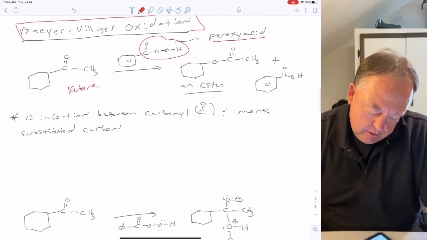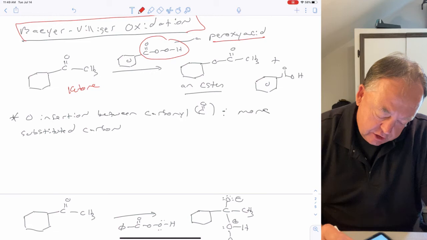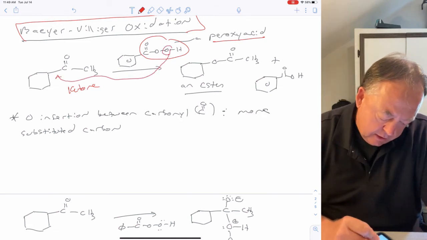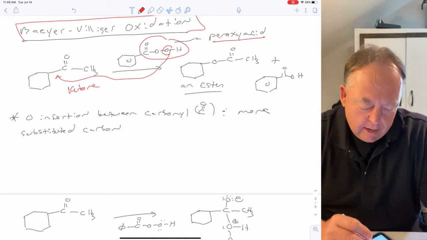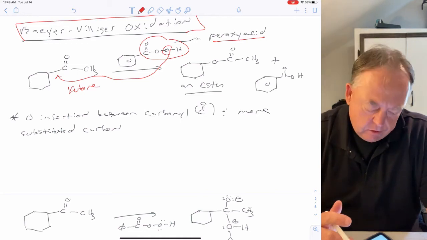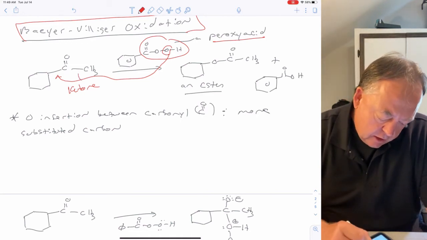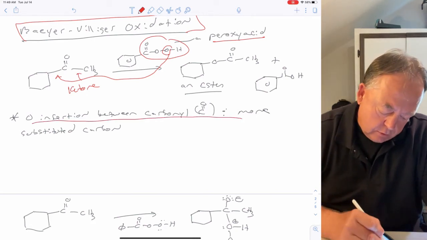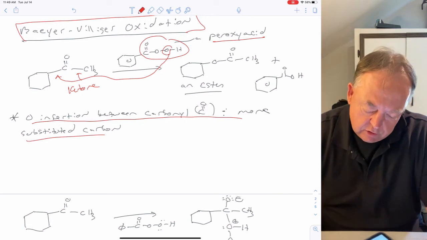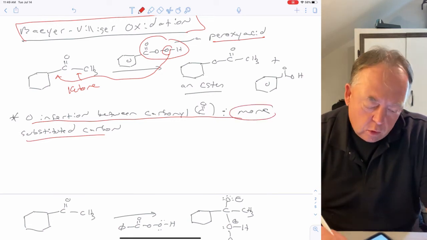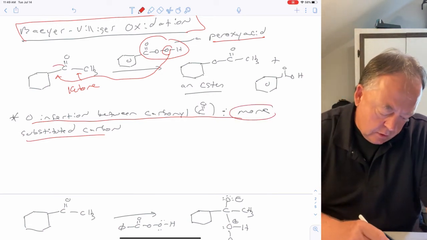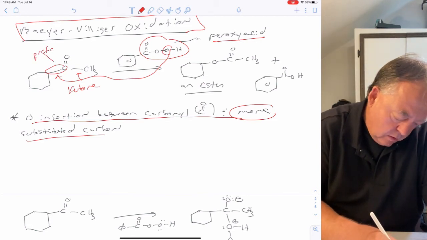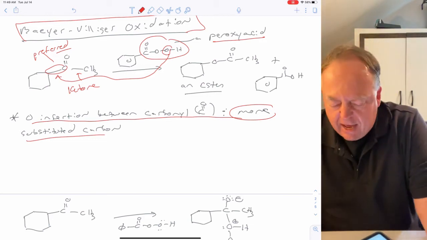This will basically insert an oxygen. It'll insert that oxygen into one of the carbon-oxygen bonds that's flanking the C double bond O. You can insert it there or you can insert it there, but the way that it works is you get preferential insertion between the C double bond O and the more substituted carbon, so this is the one that's preferred. That's the pathway that's faster.